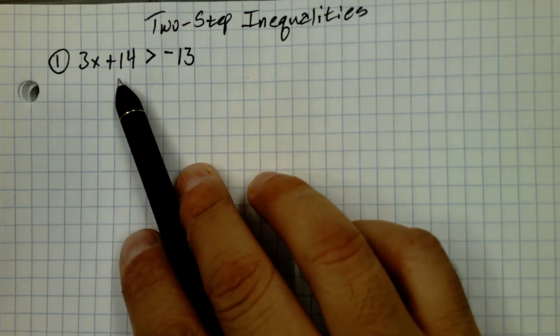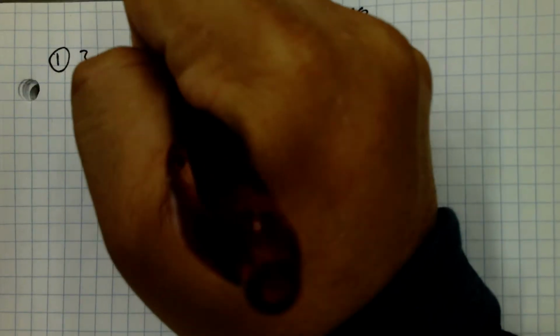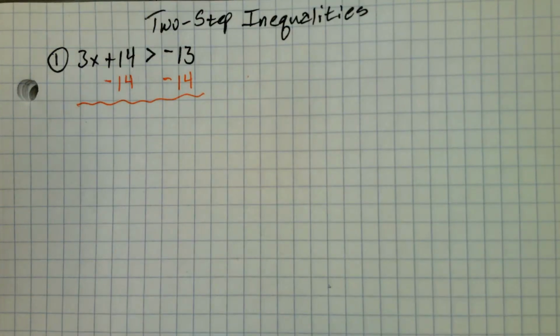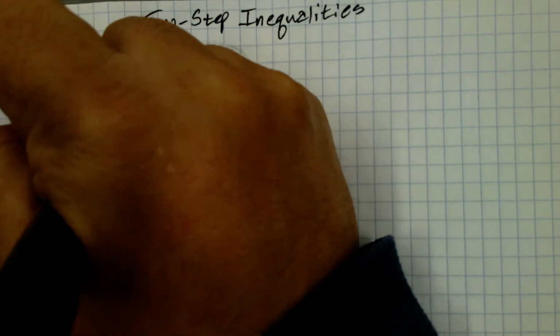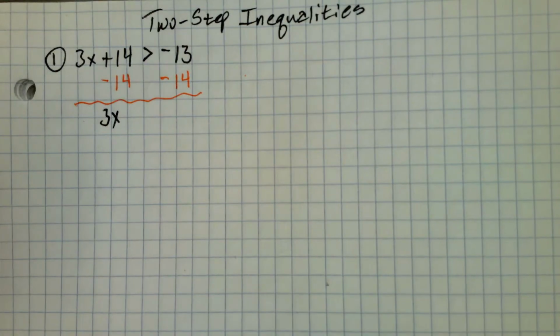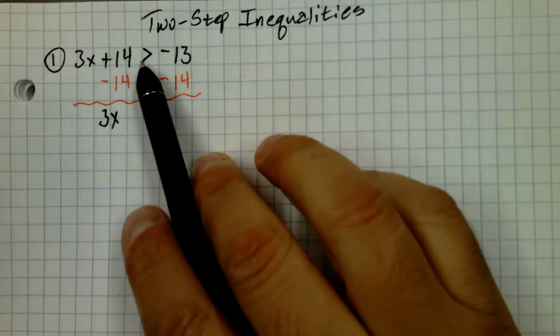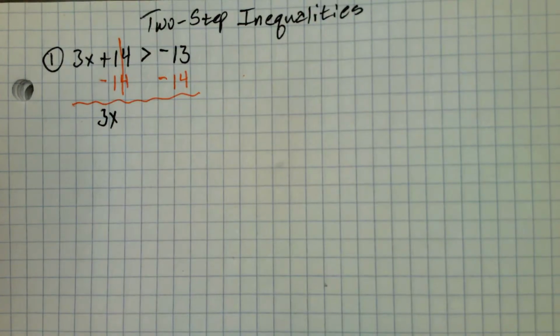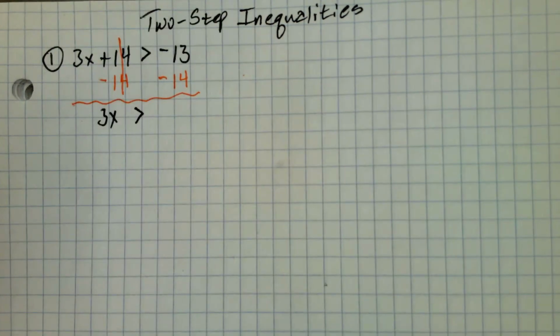First off, let's get rid of the plus 14. We all know how to do that by now, I hope. Put a minus 14 on both sides. Okay, and let's see what we have. Well, we didn't touch 3x, so bring it down. We have opposites, 14 and negative 14. That makes 0, so it cancels out. Bring down the greater than symbol.